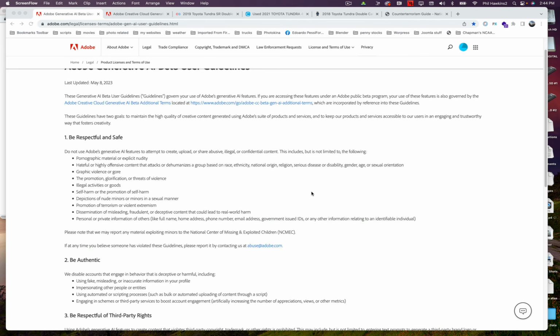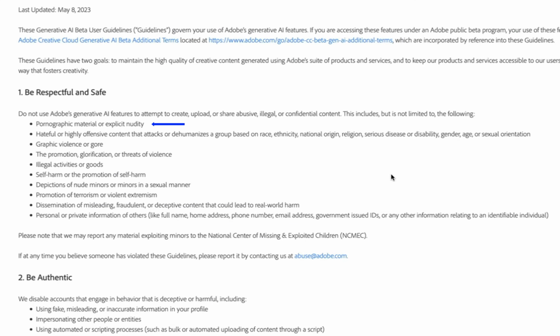It says be respectful and safe. Porno, that's obvious. Hateful or highly offensive content that attacks or dehumanizes a group based on race, ethnicity, national origin, religion, serious disease, blah, blah, blah. I think that's also up for interpretation. Graphic violence or gore, that's obvious. The promotion, glorification, or threats of violence, that's obvious. Illegal activities or goods, no selling drugs, that's obvious. Self-harm or the promotion of self-harm. Depictions of nude minors or minors in a sexual manner. Why do they even have to say that? It's so obvious. Promotion of terrorism or violent extremism.